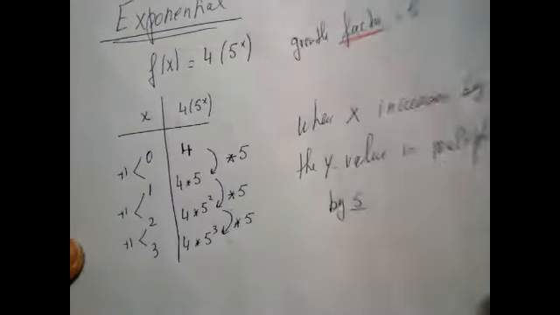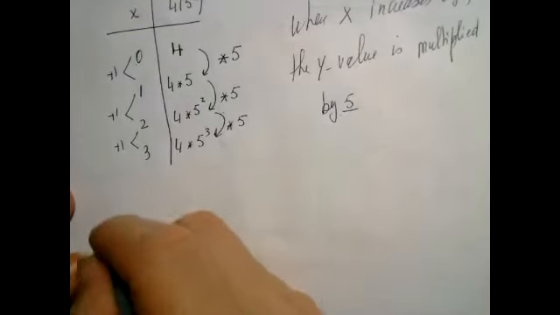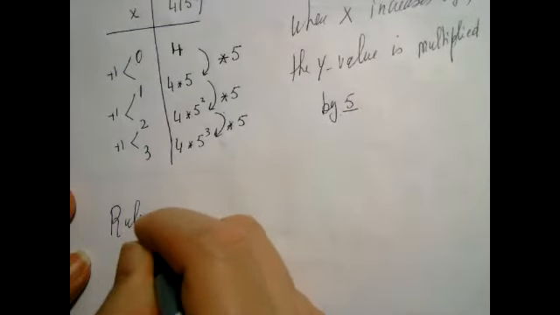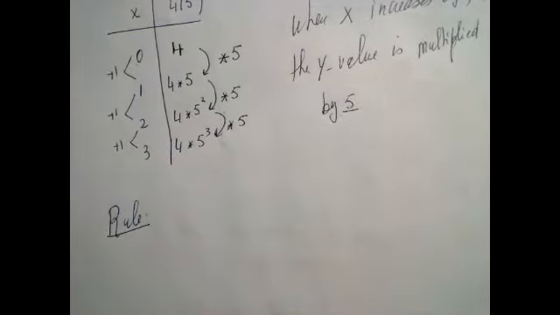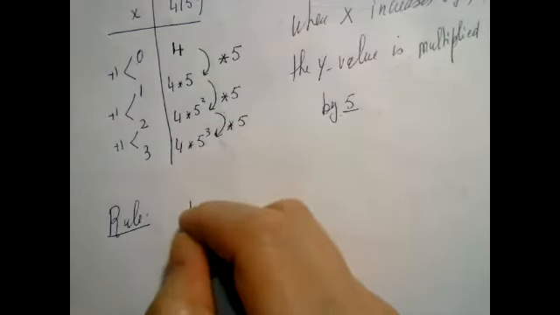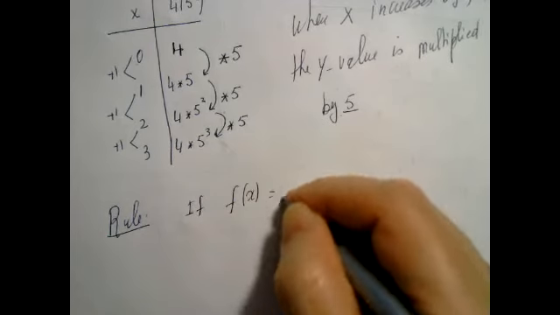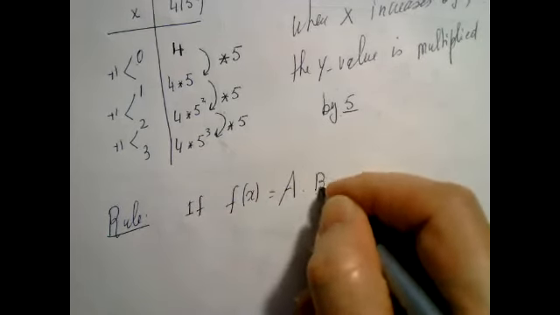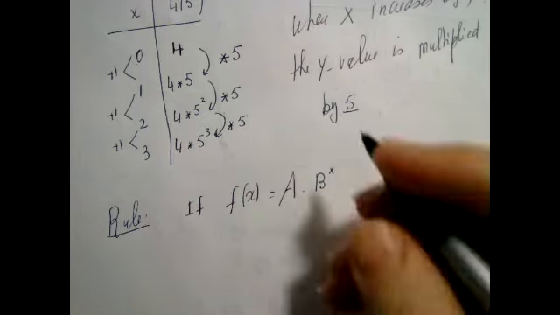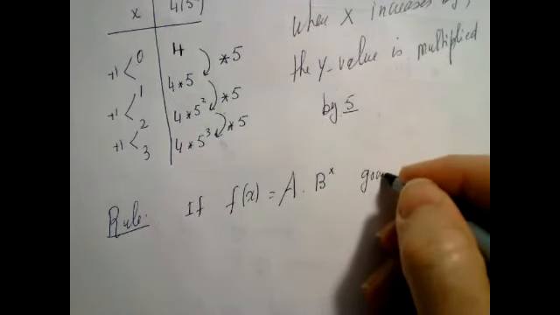So in general, this is the rule for exponential. It's based totally on that. If f of x is exponential, meaning a times b to the x, then the growth factor is b.